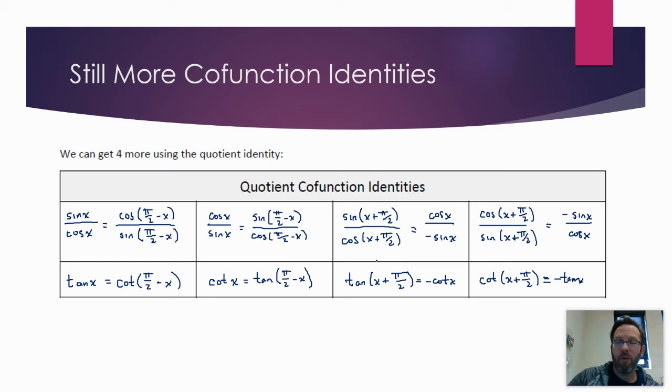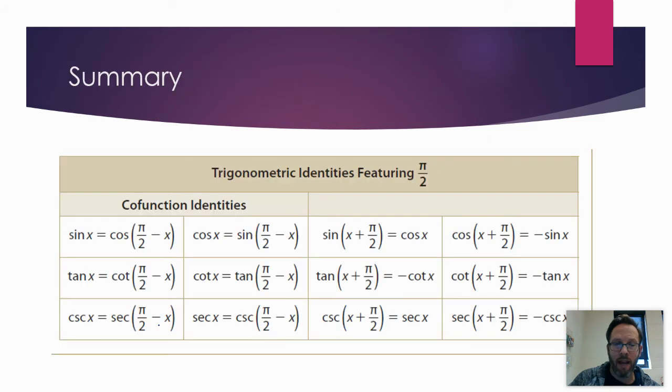If you want to, right now, you could pause the video, and if you want to have them all summarized, I provided a table for you at the end, and I have them all here as well. I just screen grabbed them from the MHR text, just because the writing's a lot nicer than mine. These are the 12 identities featuring pi by 2 that we just developed today. And now you have them all in one spot, and you can just use them moving forward.